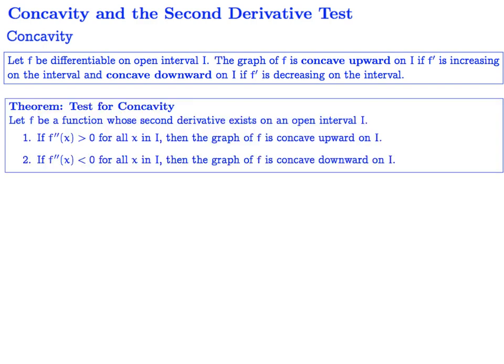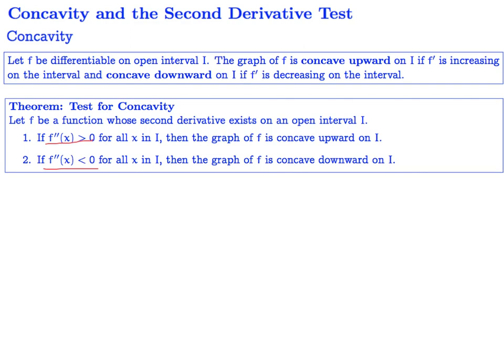Now the definition is a good definition, however it can be difficult to use. So instead we have a theorem, which is called the test for concavity. We start with a function whose second derivative exists on an open interval, and there are two key things that could happen. If your second derivative is positive, the graph is concave upward, and if your second derivative is negative, the graph is concave downward.